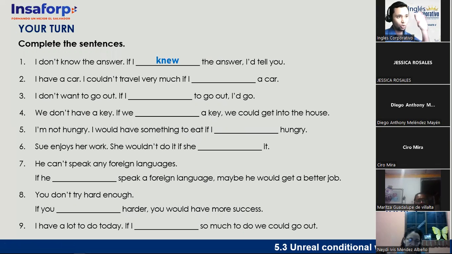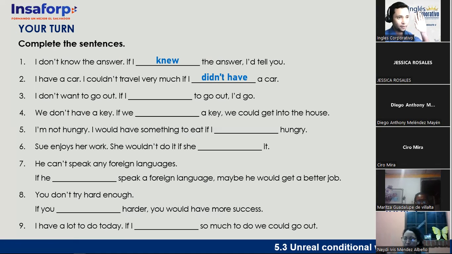What about number two? I need a volunteer, please. Jessica. I have a car. I couldn't travel very much if I didn't have a car. That is correct. I have a car. I couldn't travel very much if I didn't have a car. Tengo vehículo. No podría viajar mucho si no tuviera vehículo. Very good. Thank you, Jessica.